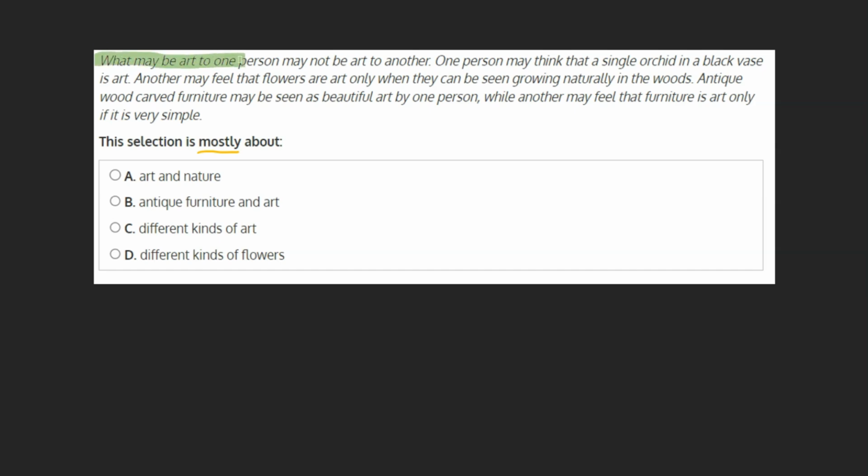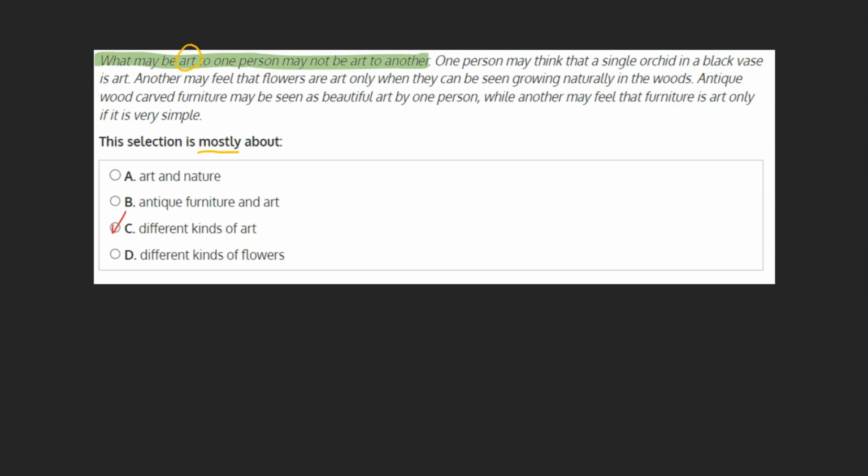What may be art to one person may not be art to another. As we know that a topic sentence reflects the main idea of a paragraph, we can be sure that whatever is talked about in the topic sentence is what the paragraph is going to be mostly talking about. In this case, we see the topic sentence is talking about art. Based on this, we can go into our choices and mark C, different kinds of art, as our answer.